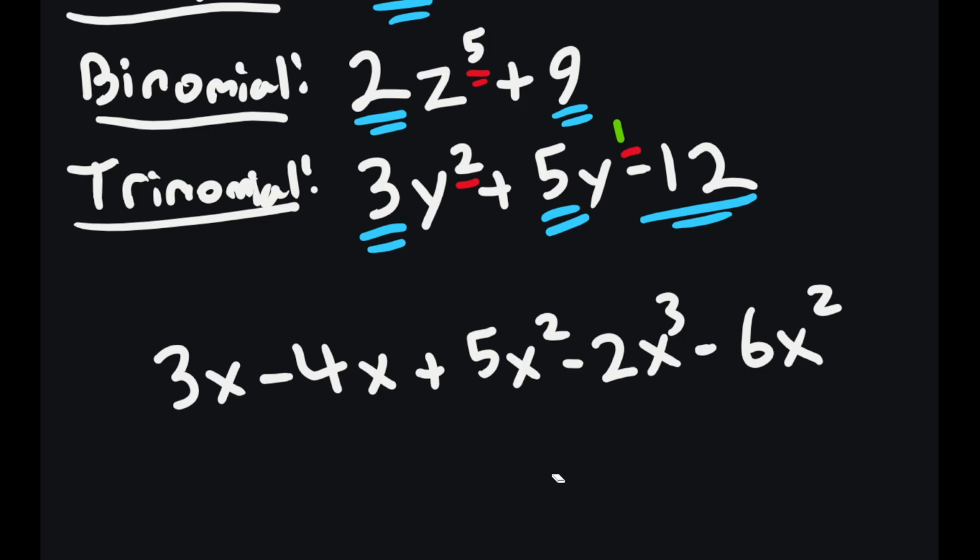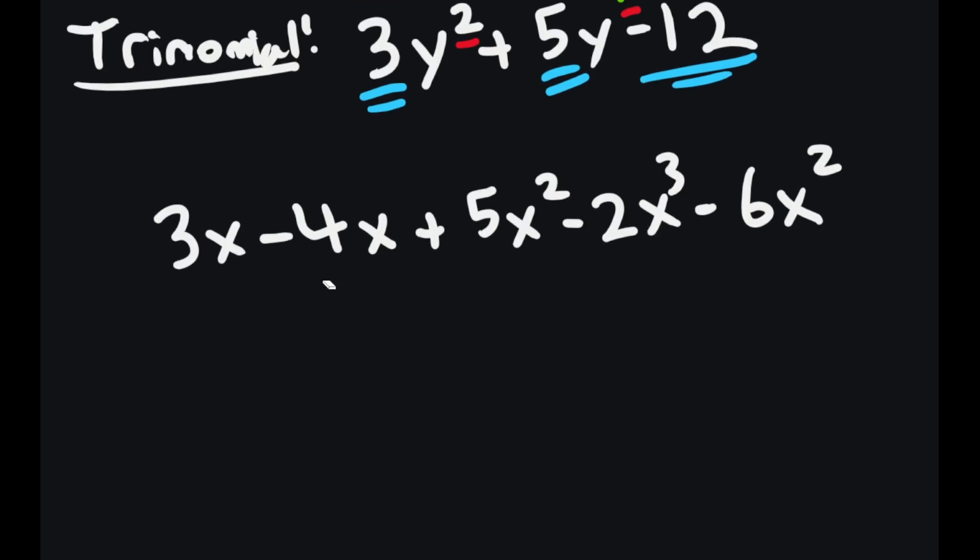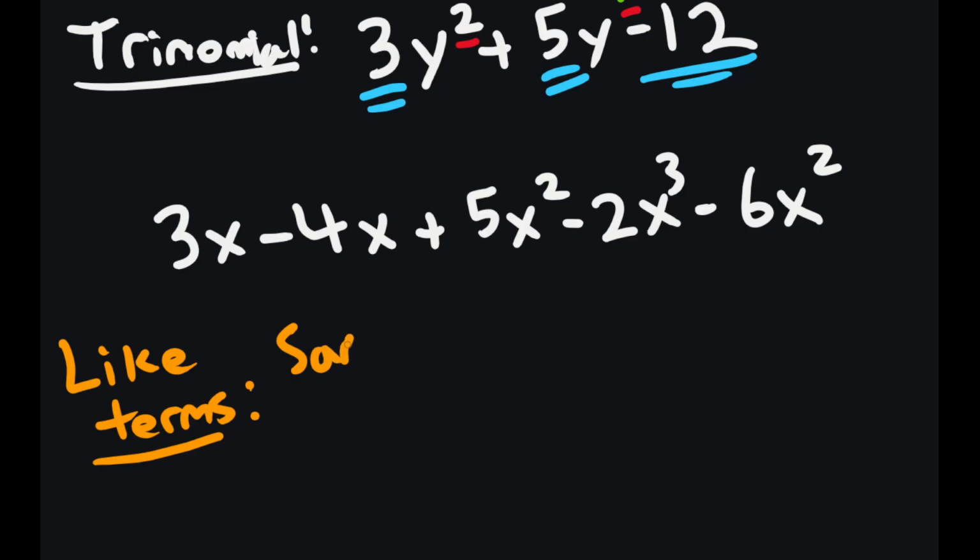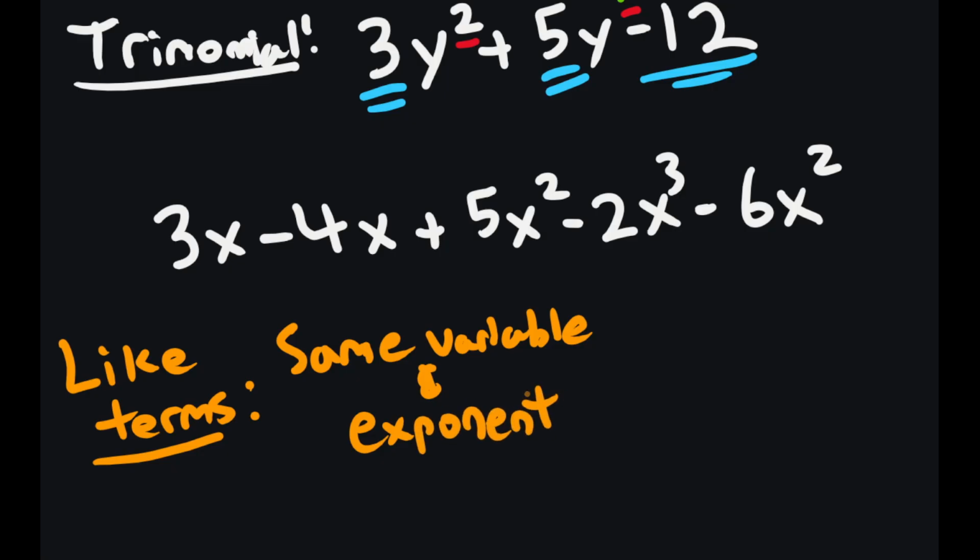And let's talk about how to simplify this polynomial. So in previous videos, we talked about combining like terms. And let's talk about that one more time with polynomials. So two terms are like terms when they have the same variable and the same exponent.